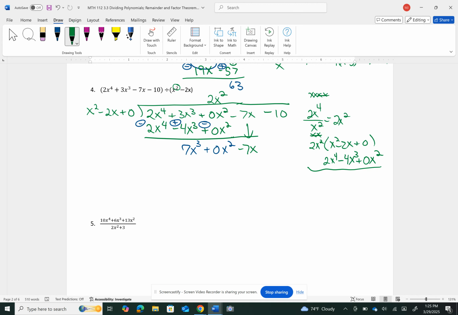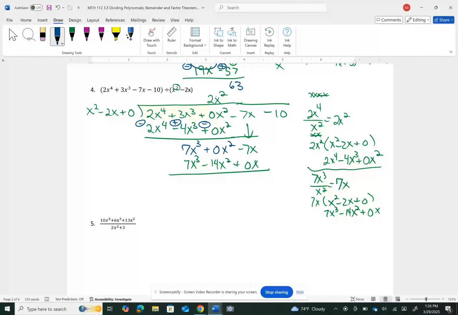Right, so I'm getting ready now to do 7x to the 3rd divided by x squared. When I do that, 2 of the x's cancel, so I'm going to be left with just a 7x. And when that 7x gets distributed, I'm going to wind up with 7x to the 3rd minus 14x squared plus 0x.